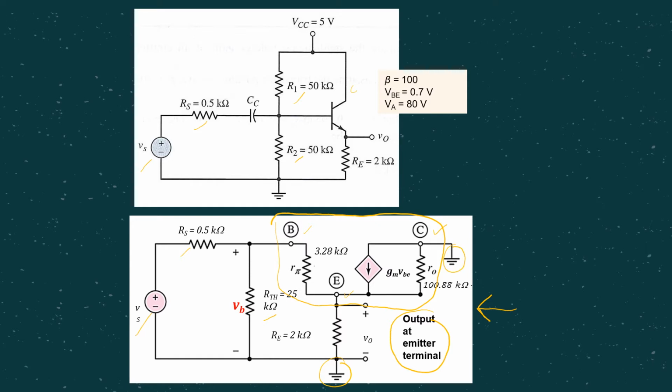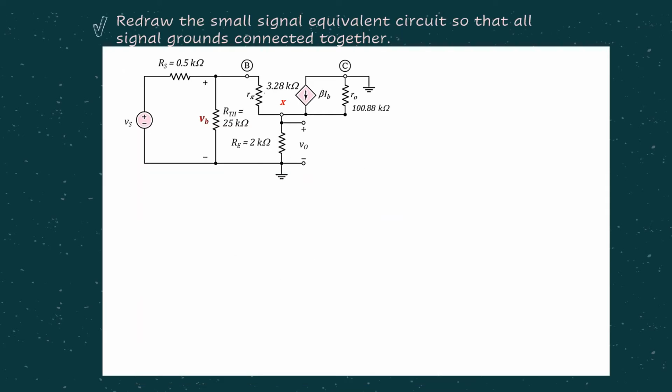Because of that, we need to modify this circuit first in order to proceed with the AC analysis. Basically, in redrawing the small signal equivalent circuit, we need to make sure that all grounds are connected together. As mentioned just now, the ground level at the collector terminal, as well as the bottom ground level, we have to connect them together to make them both at the same level.